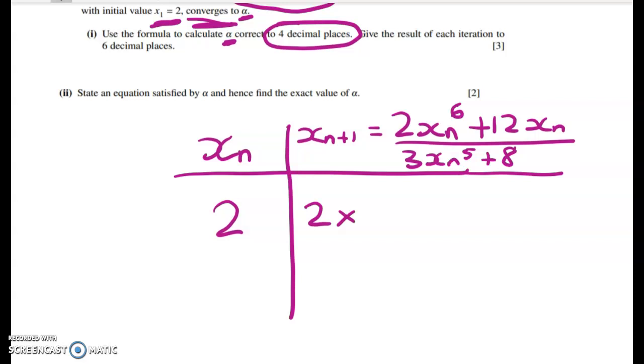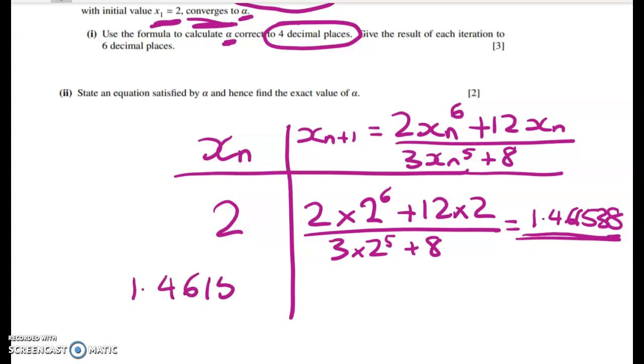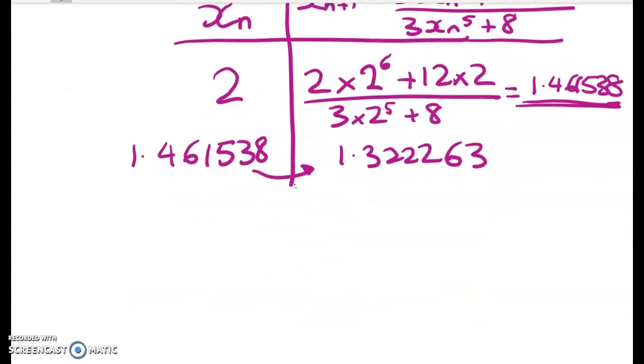So we take that value of 2 and we go 2 times 2 to the power of 6 plus 12 times 2 over 3 times 2 to the power of 5 plus 8. And that gives us 1.461538. And that's going to 6 dp. Now I use that as my new value to put in to my updater. So we take this number and we put it in here, and we get out 1.322263. And we keep on going until those values are converging.